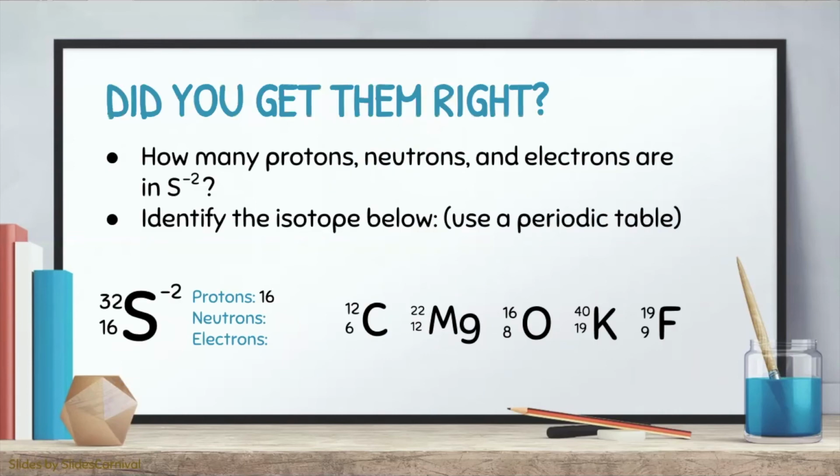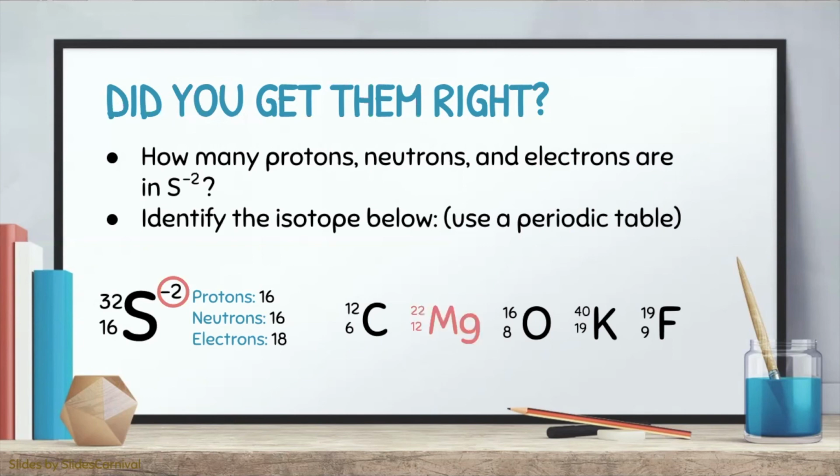So starting with the first problem, we know that there's 16 protons in the sulfur ion, since the atomic number is 16. Then 32 minus 16 is equal to 16, so that's also the number of neutrons. Now remember, the charge means that it's an ion, and the electron number will be different than the proton number. As I mentioned before, a negative charge makes the electron number go up.